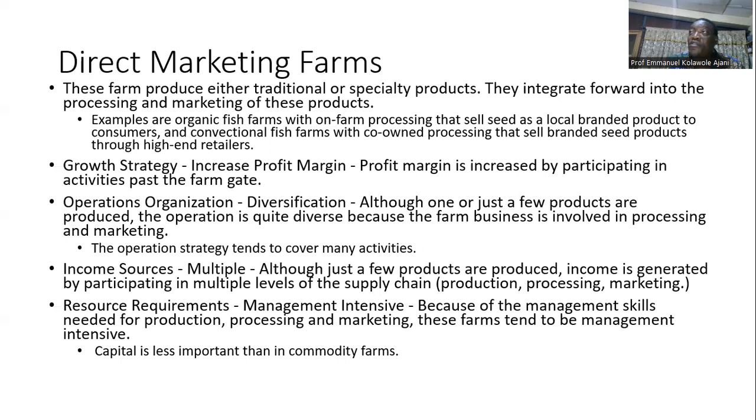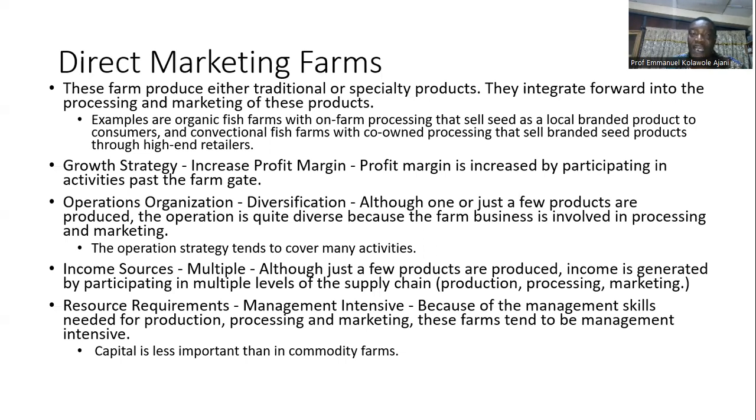They produce, process, and market their product. That's like what we are doing on the fish farm. We produce our products, we go into the processing and pack it, and directly also exploit the market. The growth strategy under this is to increase the profit margin. The profit margin is that you go beyond even selling at the farm gate and accessing the market directly.